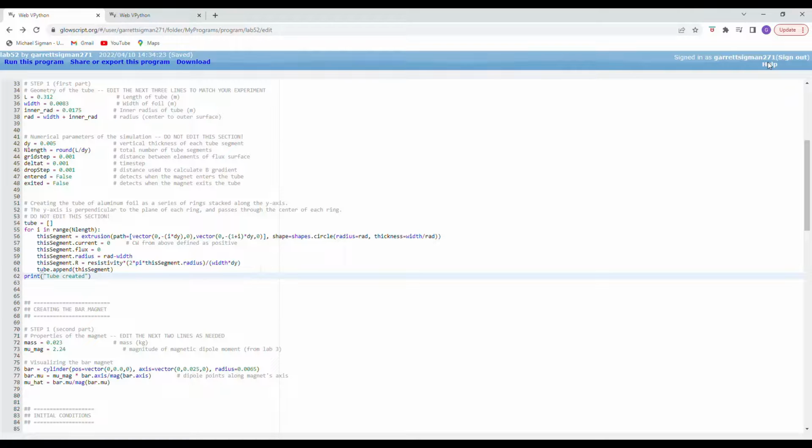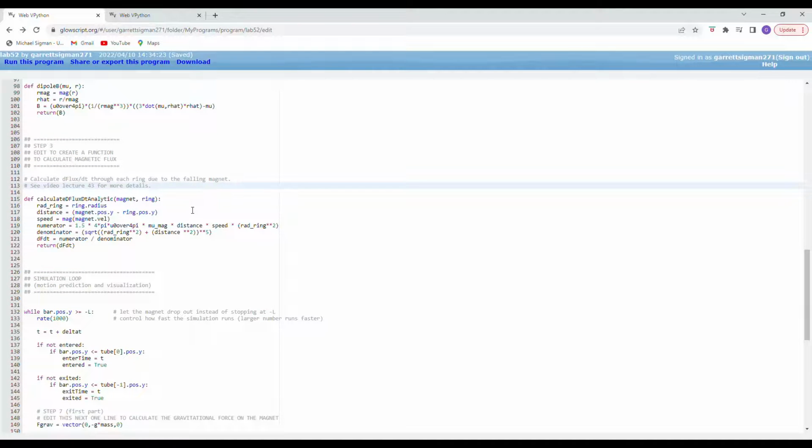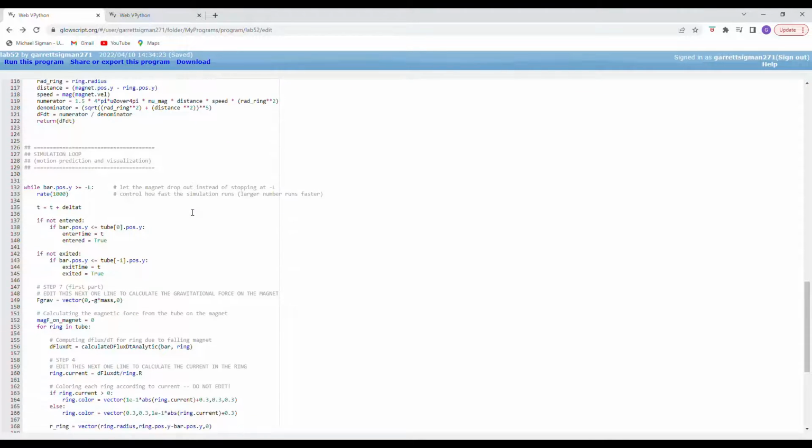The next step of the lab is to create the code. In the first part, I set up the constants, and then in the second one, I set up the tube to be separated into sections of rings. And then the final one, I created the magnet and the tube that it goes through. The second step is to create the magnet at rest, and then after that is to make a function to find the magnetic field and d flux dt.